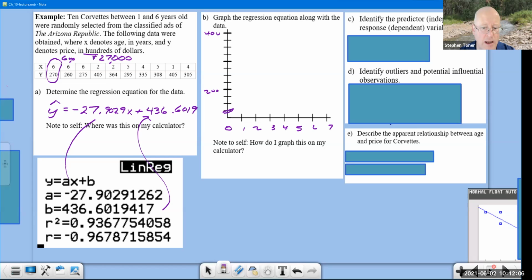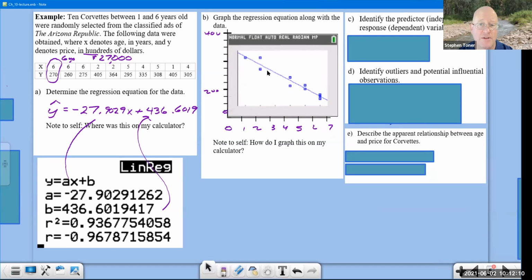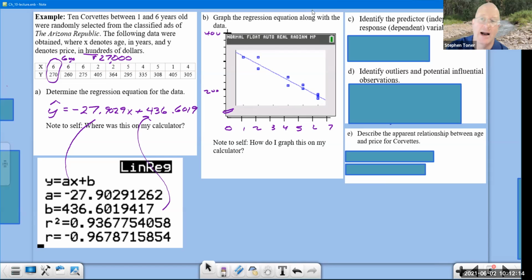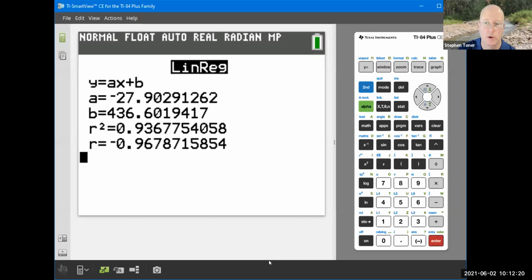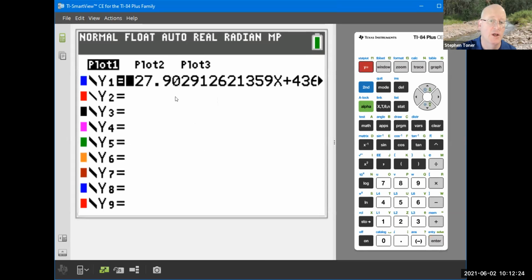But you also have a feature on your calculator that will graph this for you. So let me show you how to actually do that on your calculator. So here we are back at our calculator where we were. I want you to hit your Y= button. You will notice that that regression equation is already stored here because you told it to go into Y1.